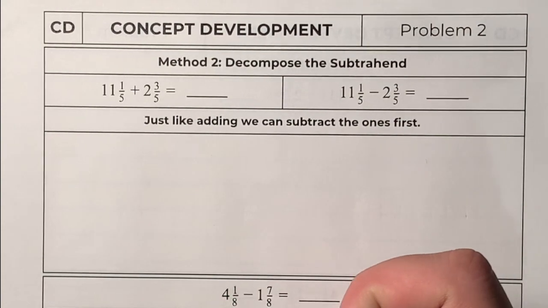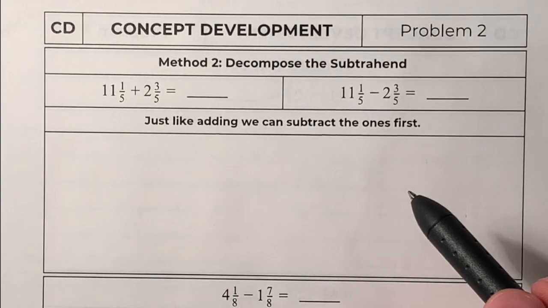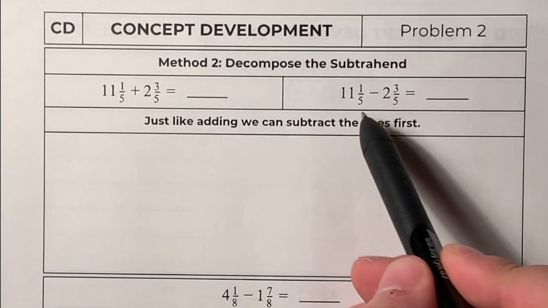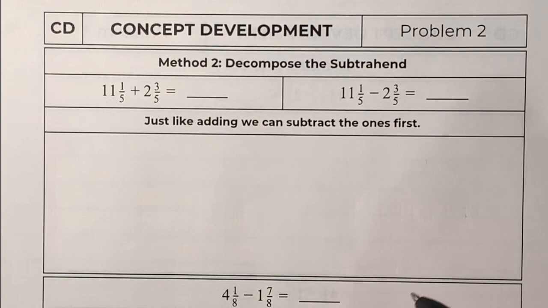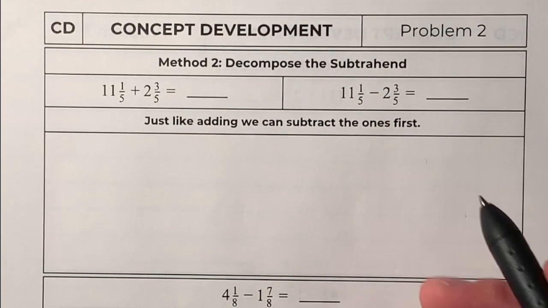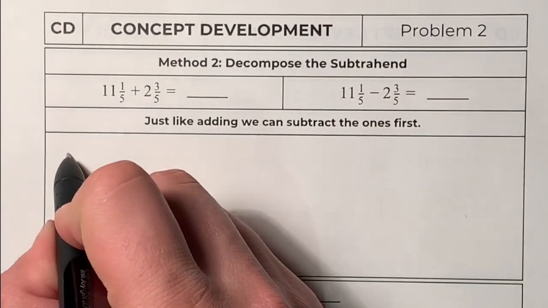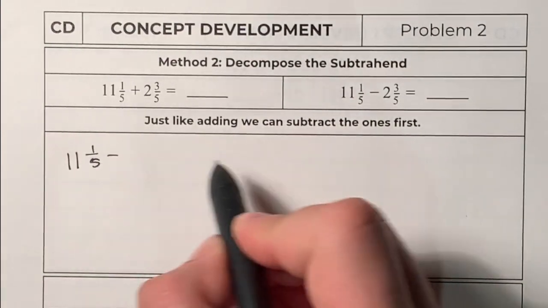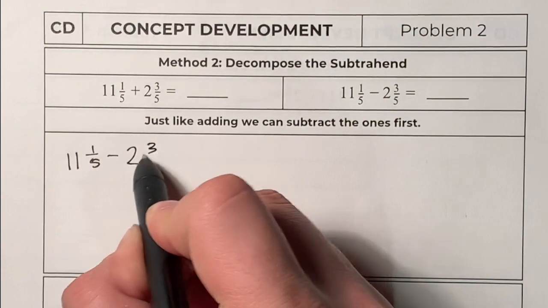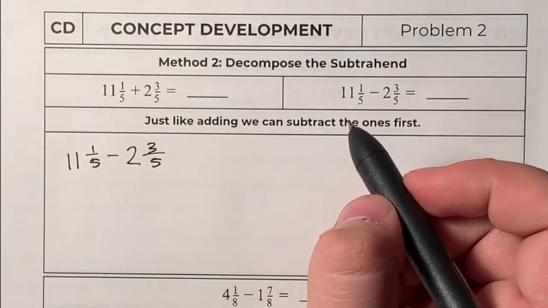Right, we added the ones first. Right, just like in adding fractions, we're going to subtract fractions by starting with the ones first. And this sentence right here reminds us of that. So for this problem, I'm going to write it as 11 and 1/5. So my first step is to rewrite. So we're doing this problem.